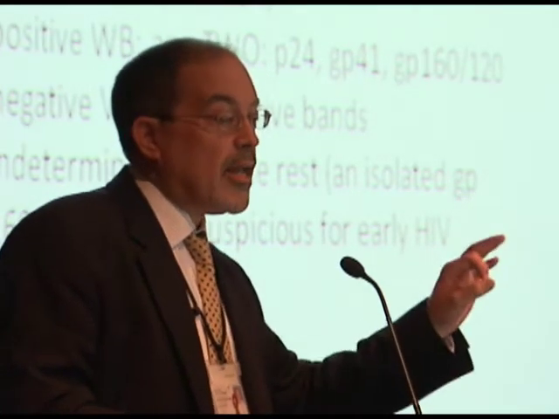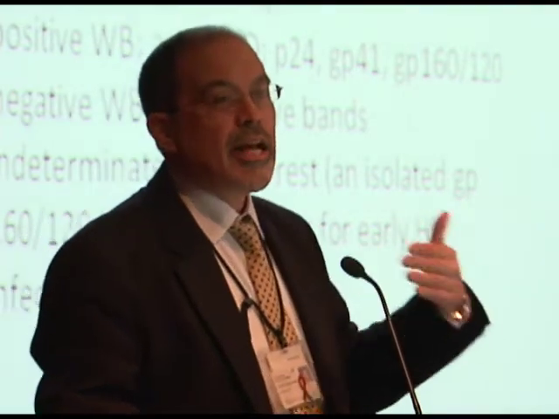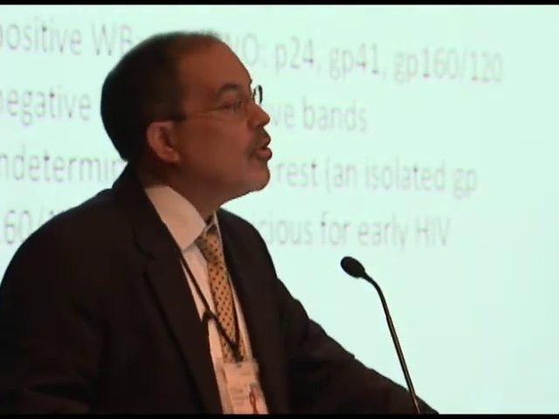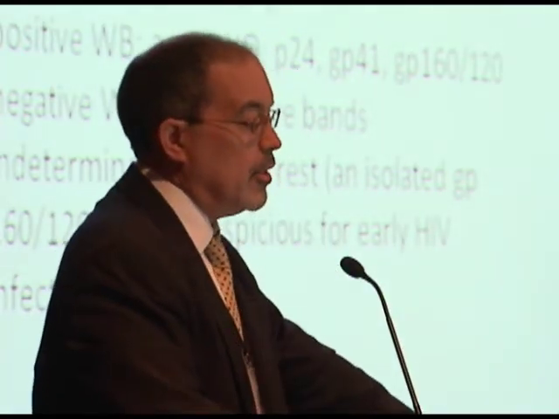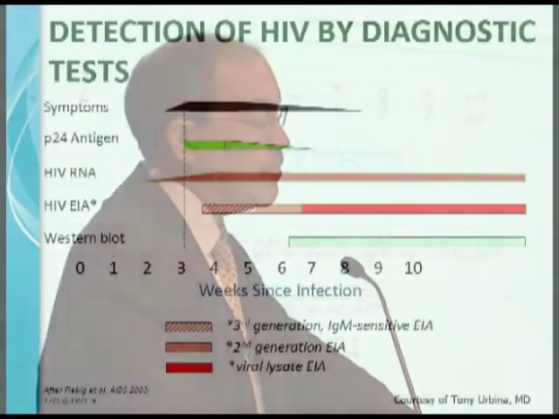If there's a single band at GP120, 160, that's sometimes suggestive of an acute retroviral syndrome. So that wouldn't be a positive Western blot, but that might be a suggestive sign that they could be in the early stage of infection.